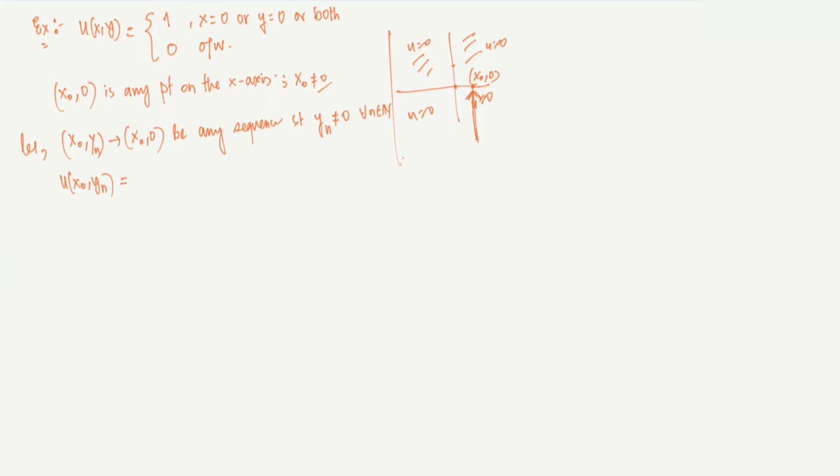Okay, so this is always 0, so that cannot converge to u of x naught, 0, which is going to be 1. Is it understood? So this is not continuous. Okay, fine. Now the point is this, let's just understand whether this is differentiable or not.